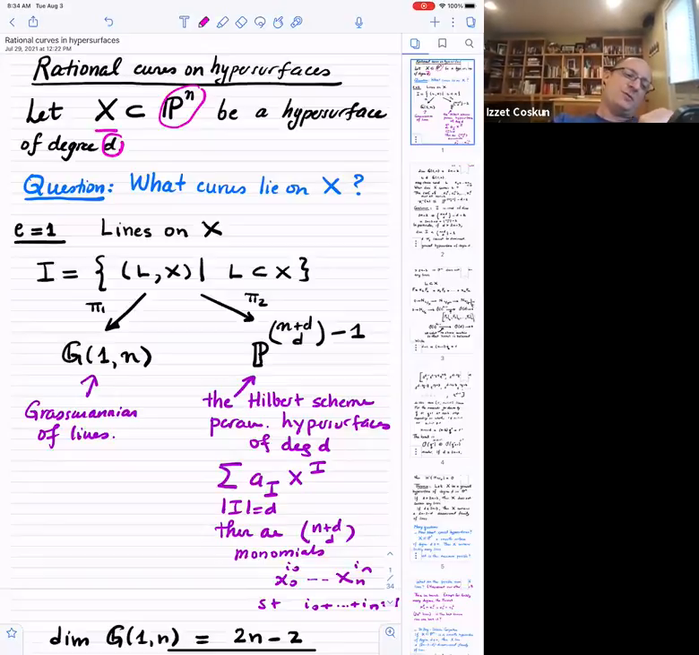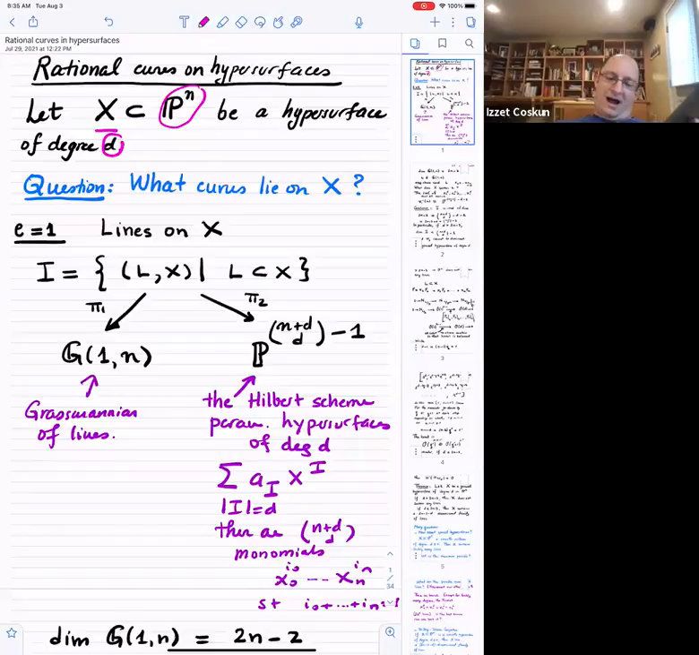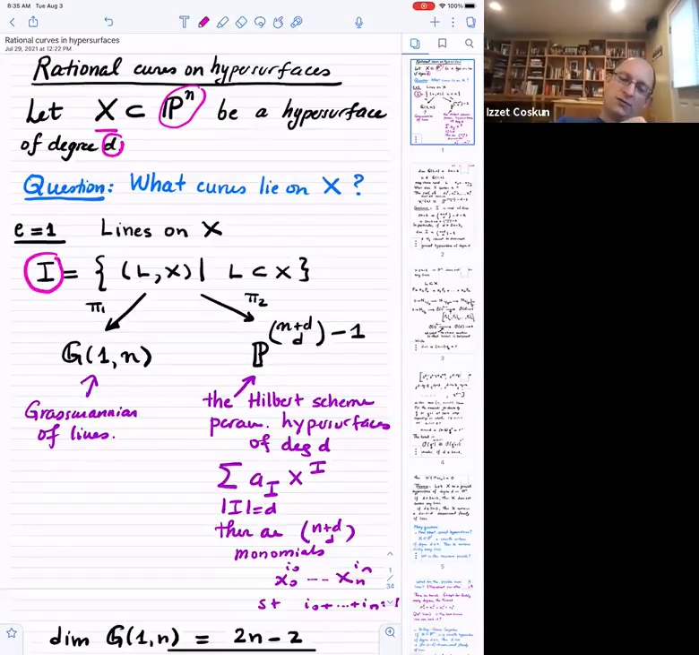Let's look first at when the degree of the curve is 1. In other words, you have a line on X. So you can ask, if I give you a hypersurface, what are the lines on this hypersurface? And this you can actually work out. What you do is you form an incidence correspondence I, the pairs of a line L and an X such that the line is contained in X.